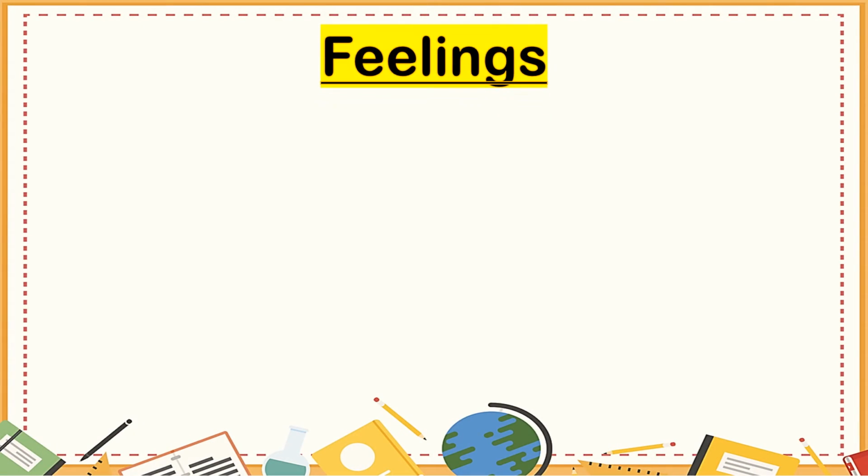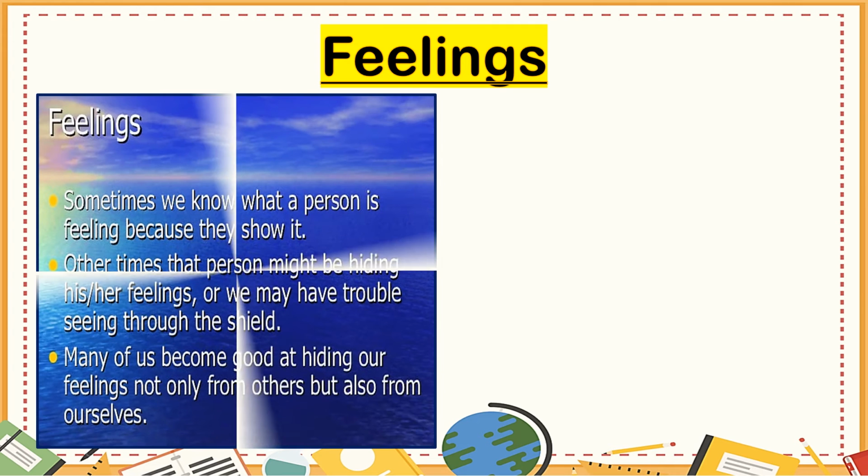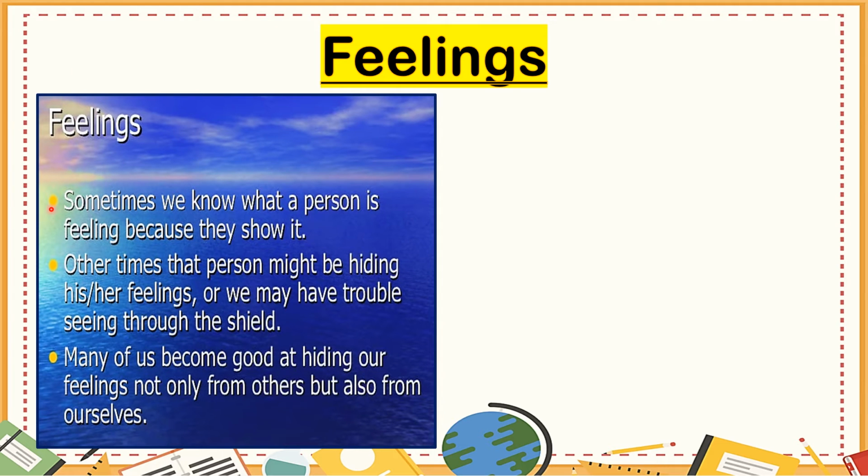So class, the third topic that is included in our midterm assessment is about feelings. Sometimes we know what a person is feeling because they show it. Other times that person might be hiding his or her feelings, or we may have trouble seeing through the shield. Many of us become good at hiding our feelings, not only from others but also from ourselves.